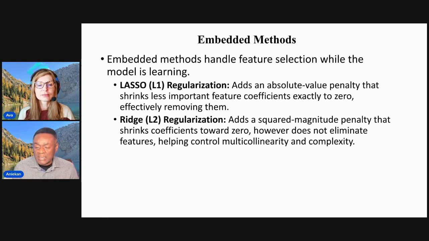The other one is the L2 regularization, or Ridge. This adds a squared magnitude penalty that shrinks coefficients towards zero. So instead of removing features completely, like with L1, it reduces their influence. So features become less important, however, they still stay in the model. That is very interesting to know about.